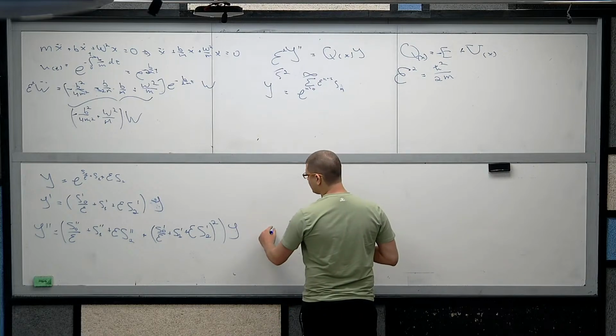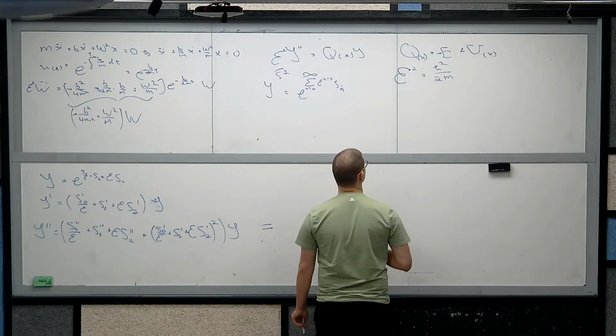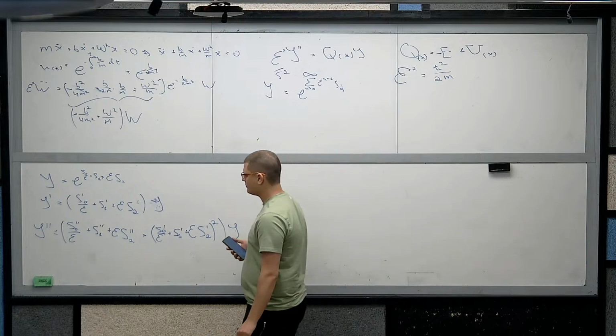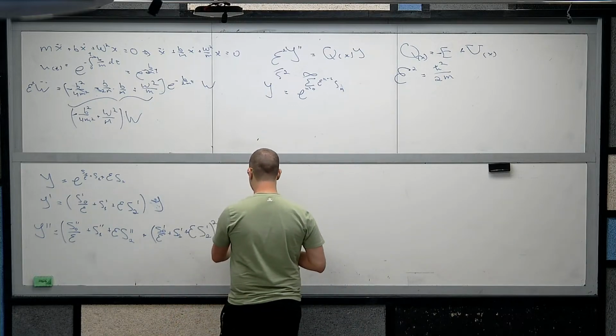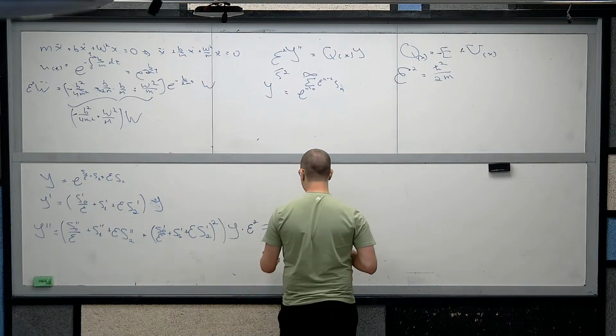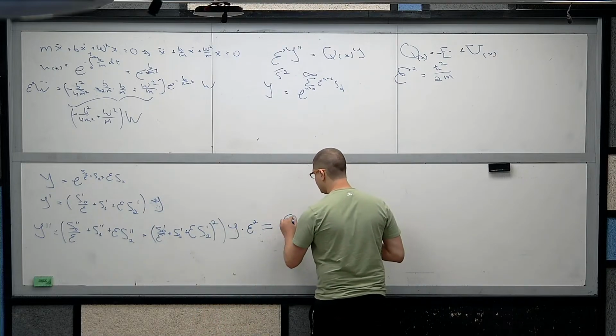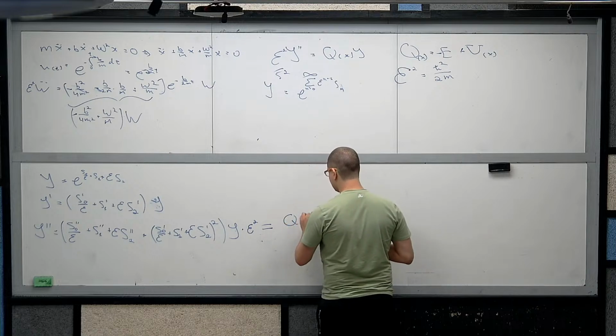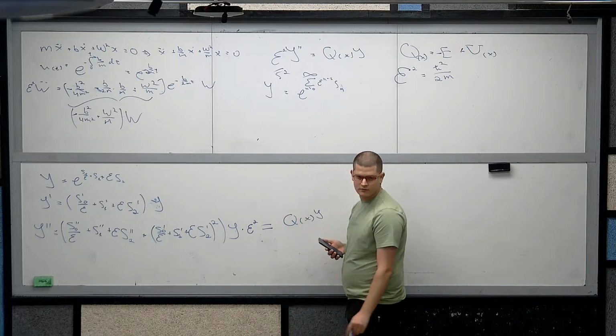So now just equating that thing, we need to multiply everything here by epsilon squared, right? With q of x times y, right?